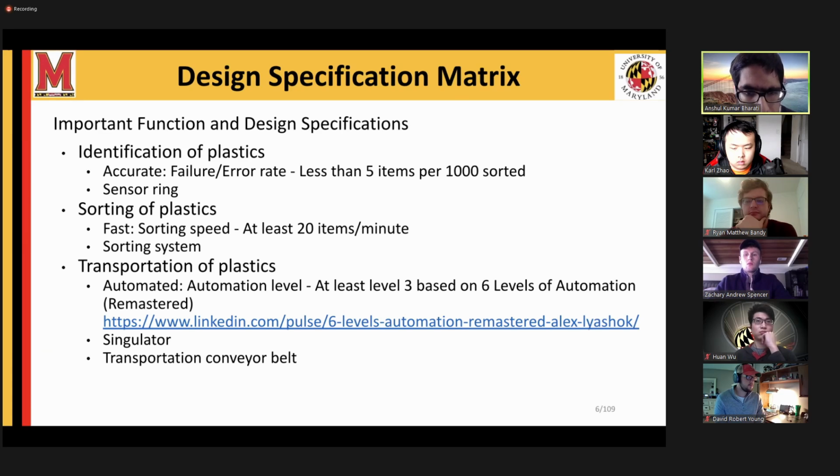For sorting of plastics, we need this function to be fast. We can measure this by sorting speed. We specify that we want at least 20 items sorted per minute. And the subsystem related to this function is the sorting system. And for the transportation of plastics, we need this function to be automated. We can measure this by the level of automation. We want at least level 3 automation based on the 6 levels of automation.